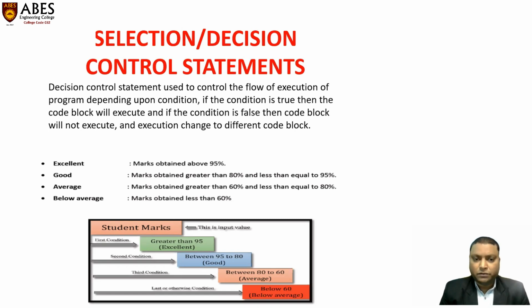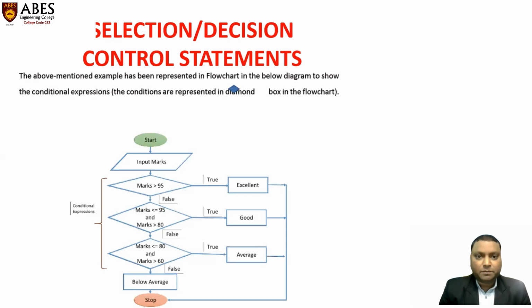Suppose here we want to print the report card of any student based on the given conditions. If the marks obtained by the student are above 90%, then it will be considered as excellent. Similarly, if the marks are greater than 80 and less than 95, it will be considered as good, and so on. So if we want to write the code for the given problem, then we need some control statements in our program. Now, if we want to write this process into code, then we have to know about the flow chart, how the flow of the program is behaving.